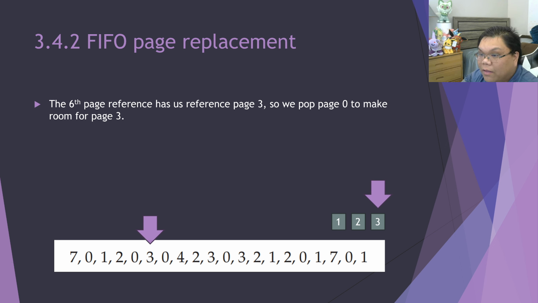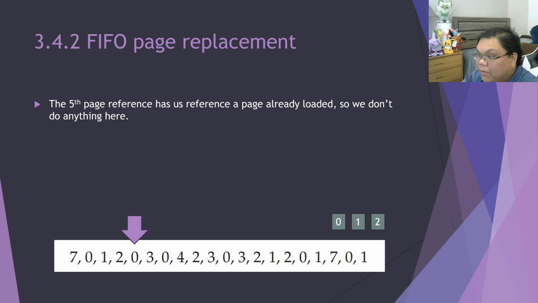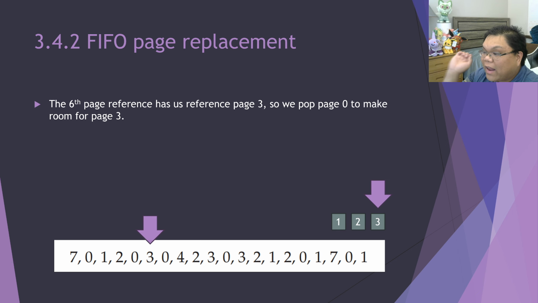Page 3 is the next page we're referencing. So we previously had pages 0, 1, and 2. If we want to make room for page 3, we push out page 0 from the end and add page 3 at the front. So there is a push-pop operation going on here. We push the next page that we want, and we pop the last page from the end.